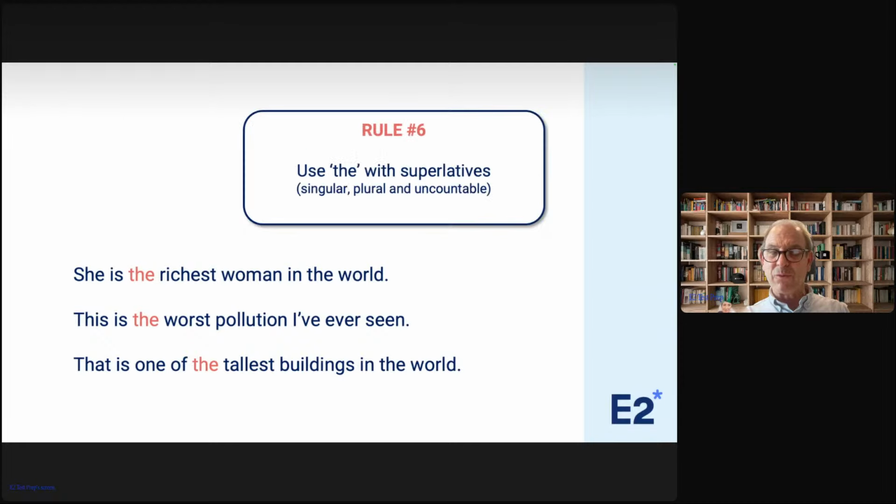What's the rule? Use the with superlatives, singular, plural, and uncountable. Rich, richer, the richest. Bad, worse, the worst. Tall, taller, the tallest. Superlatives.